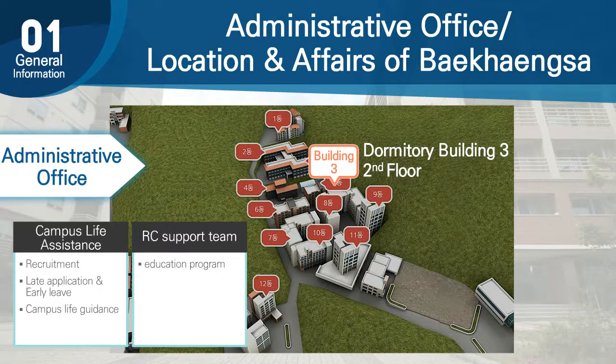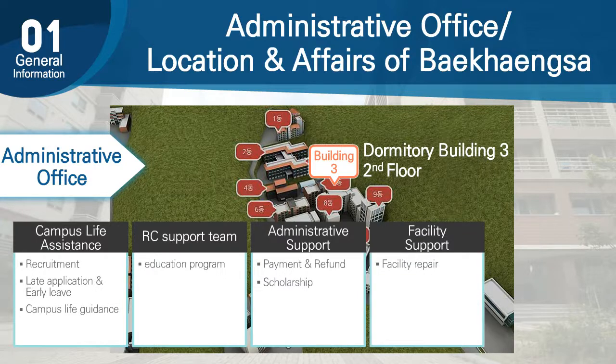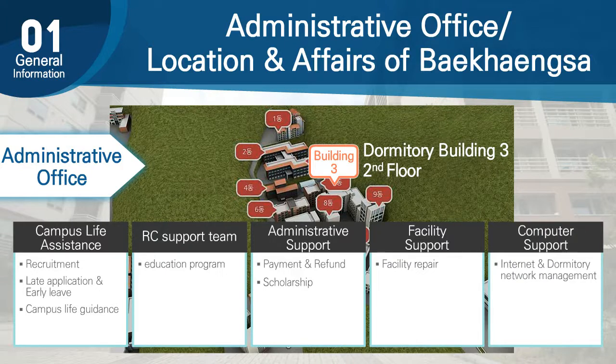The RC Support Team is in the training program. The Administration Support Team is responsible for scholarship and dormitory fee payment and refund. The Facility Support Team is responsible for overall facility-related jobs, such as fixing facility that are out of order. The Computer Support Team is responsible for the management and operation of Internet, as well as dormitory computer systems.